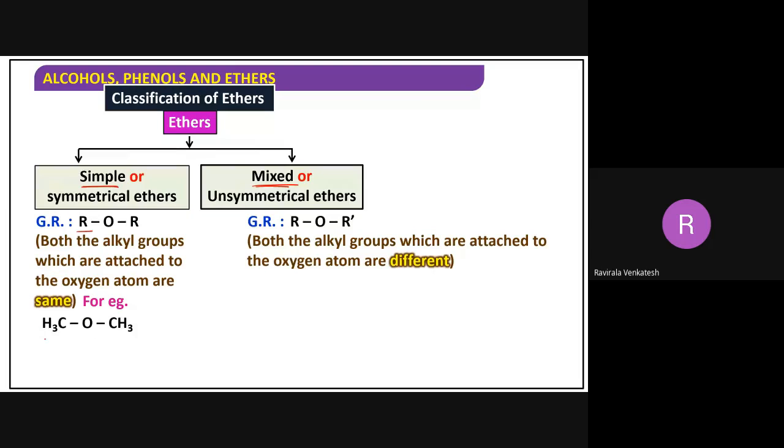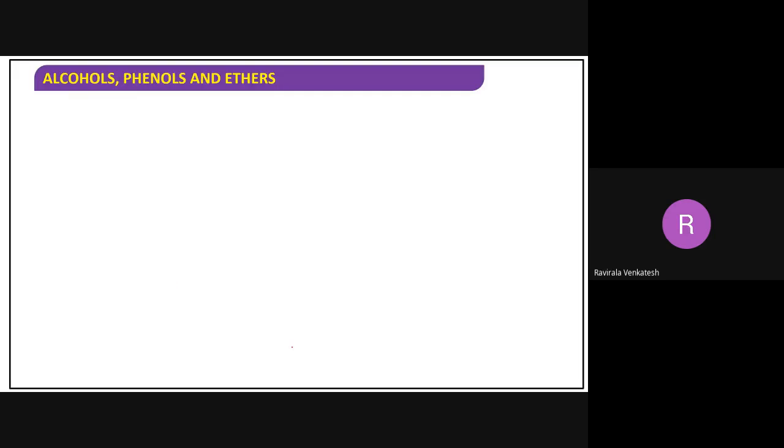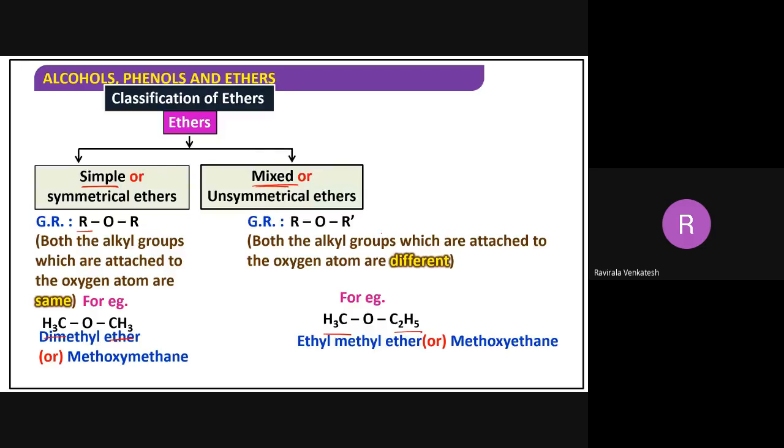Observe here, both alkyl groups are the same. In this case, both alkyl groups are different. This is methyl, and this one is methyl too, methyl ether or methoxy. We'll take IUPAC nomenclature in the next slides. So what I mean to say is that you have to identify the difference between mixed ethers and simple ethers.